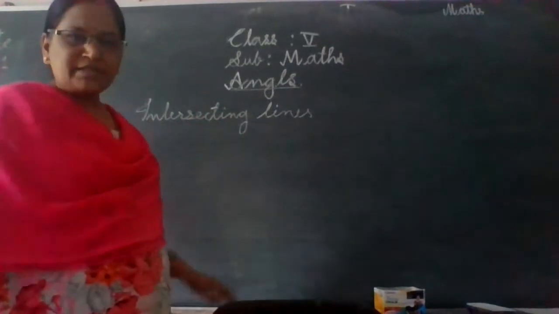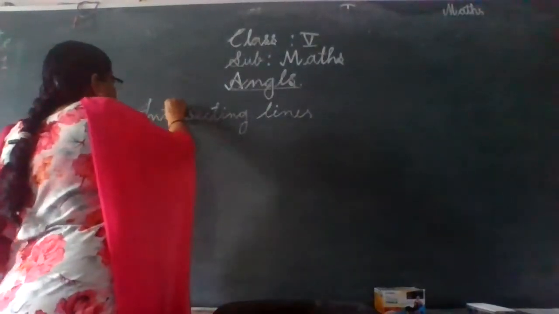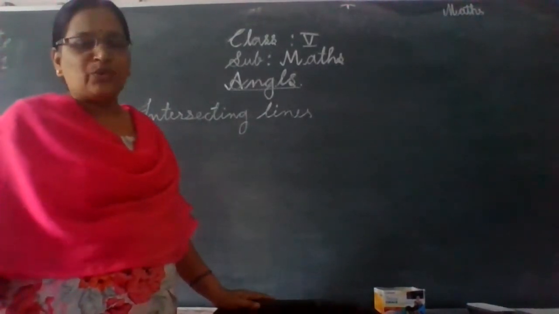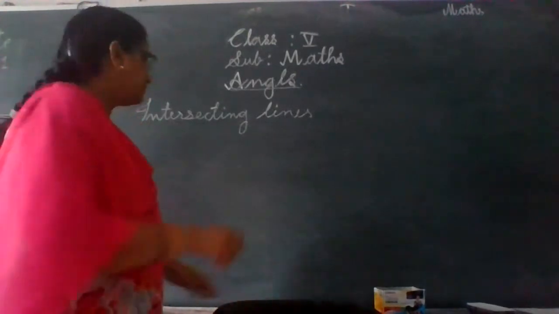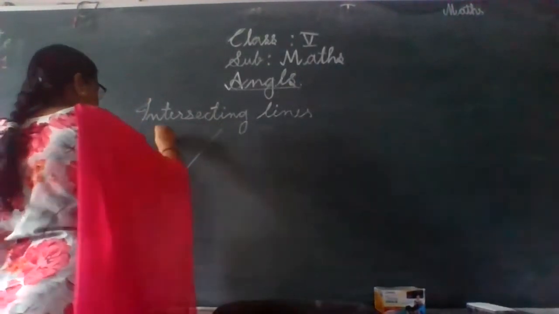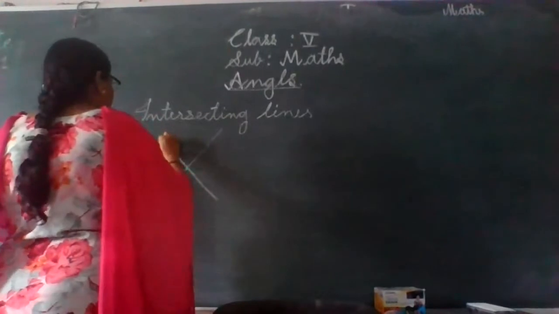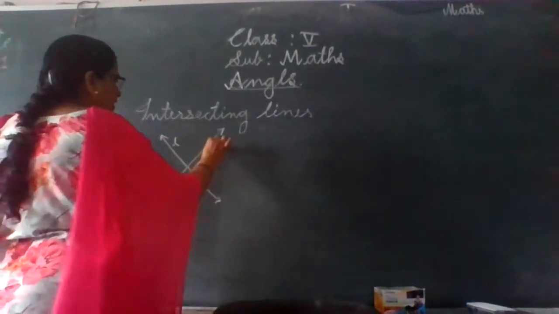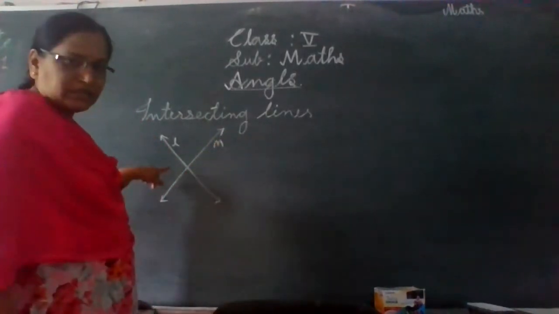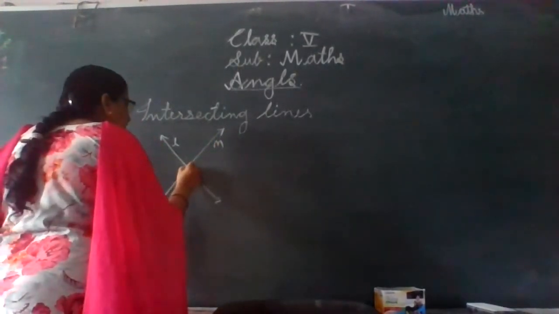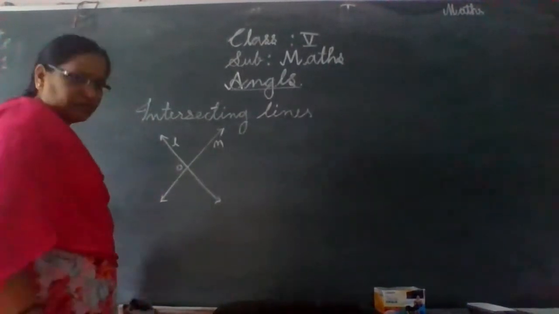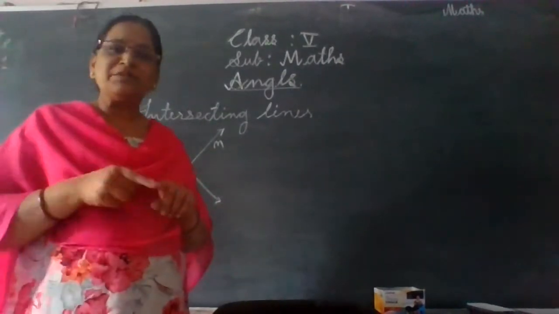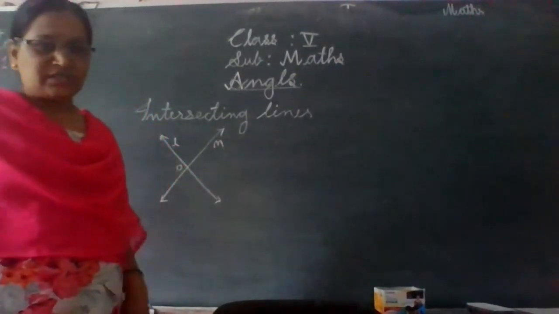So intersecting lines means what, beta? If two lines intersect each other at a single point, they are known as intersecting lines. Now see beta, this is line L and it is line N. Both intersect each other at this point O. So these two lines are known as intersecting. What is the meaning of intersect? Intersect means to meet or to cut each other.